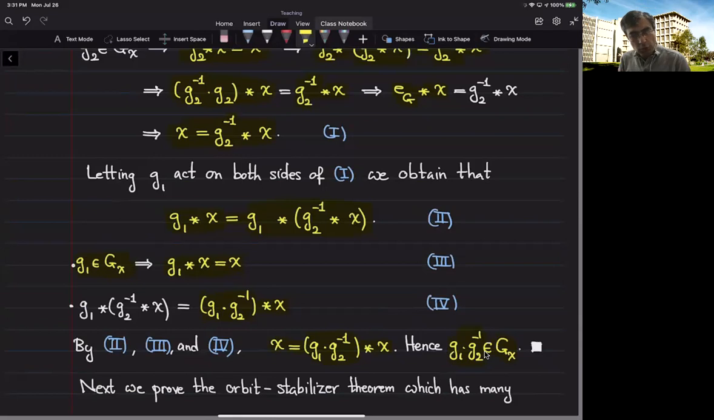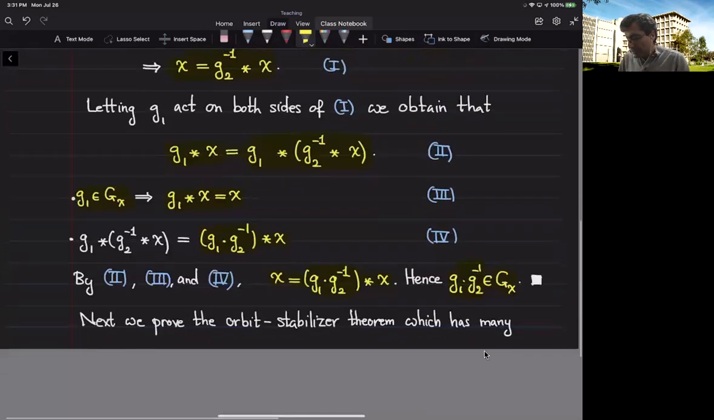Next, we are going to show the so-called orbit stabilizer theorem, which gives us a pretty good understanding of orbits.